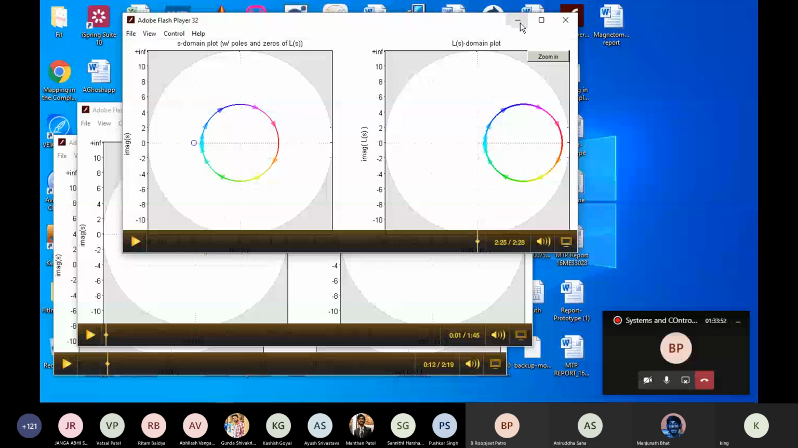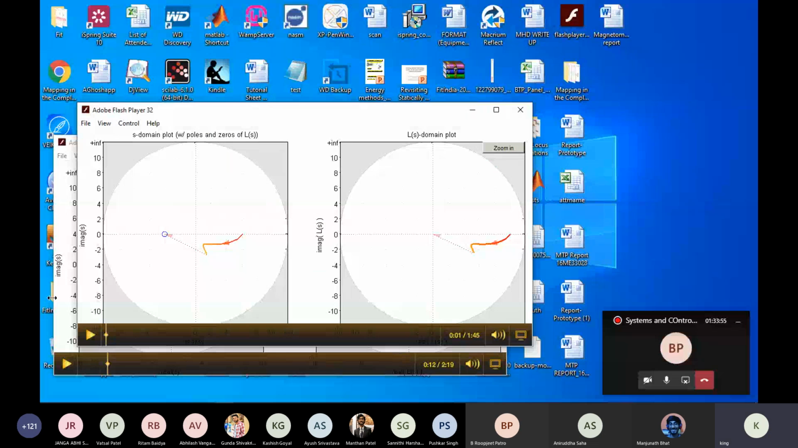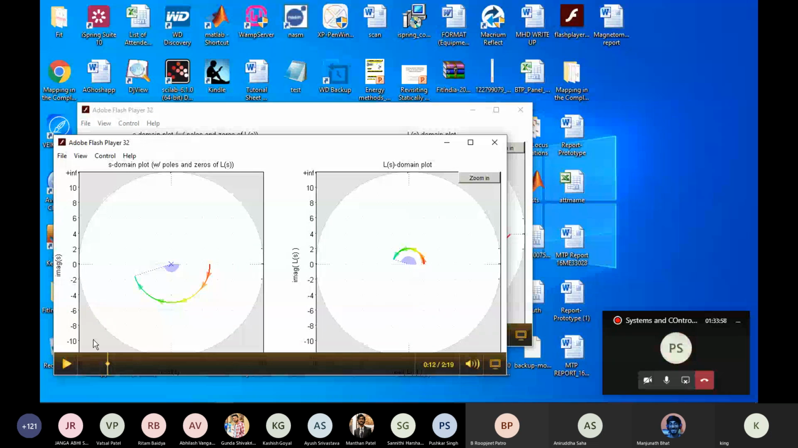Okay. This is when we have the poles. See, this is how we start: when we are having the pole at 0, we are traversing in the opposite direction. Complete.